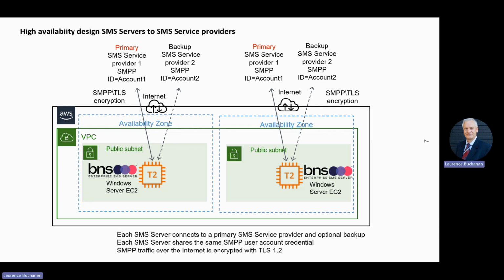Now, in Australia, there are changes that are going to be implemented 15 December 2025. So this video was recorded in September 2025. So all customers are making sure that their alpha sender IDs are registered with one or more SMS service providers. So if you want high availability, you've got to register the alpha sender IDs with both providers.